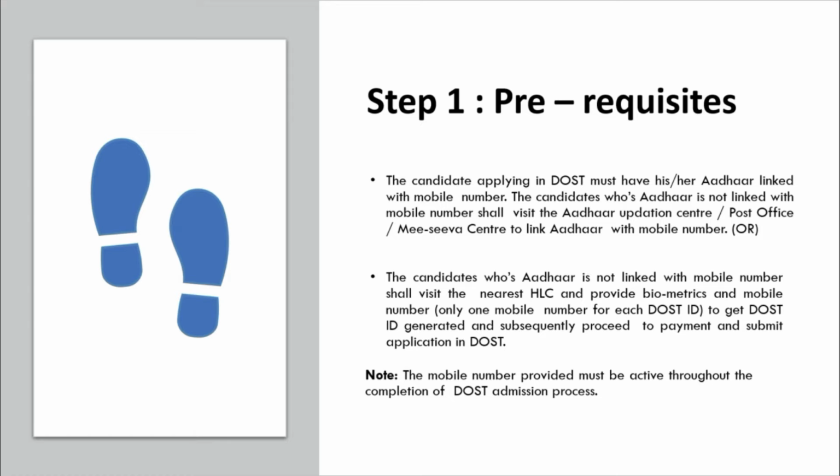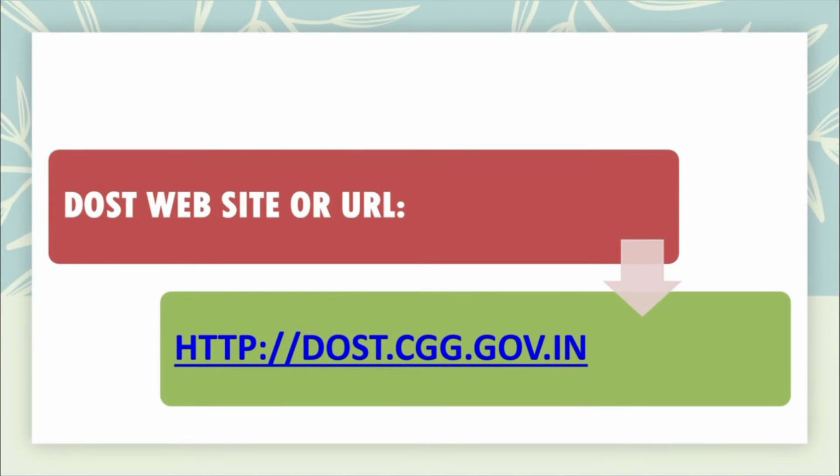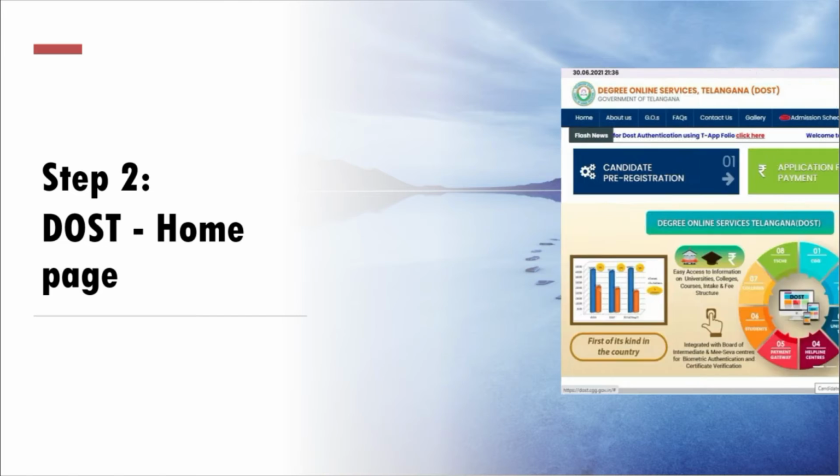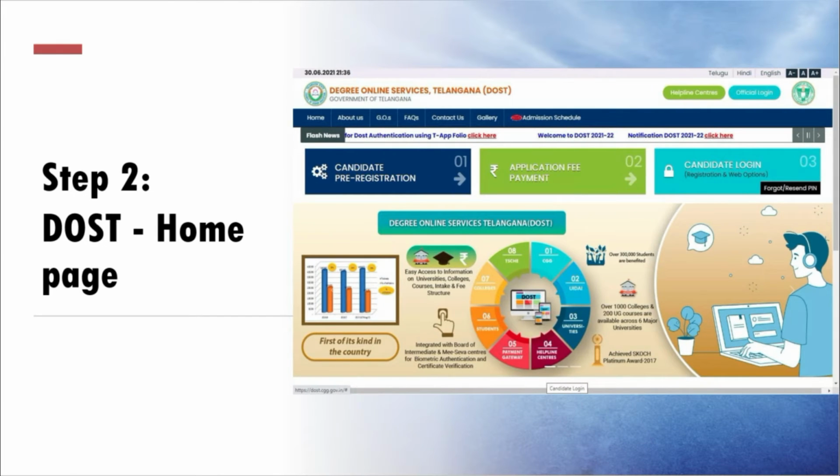The next thing we have to understand is the website. The website which we are using is dost.cgg.gov.in. We'll try to understand where exactly the website is. When you open this website, it looks something like this. What you're seeing is the website of the online services. When you open this site, you will find something called candidate pre-registration. We'll try to understand that process in the next slide.